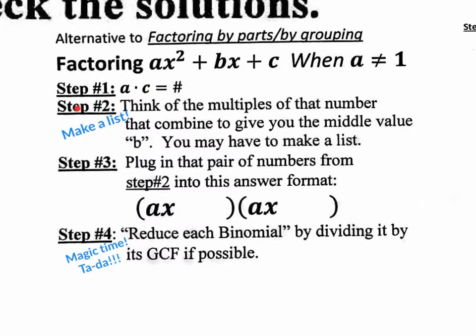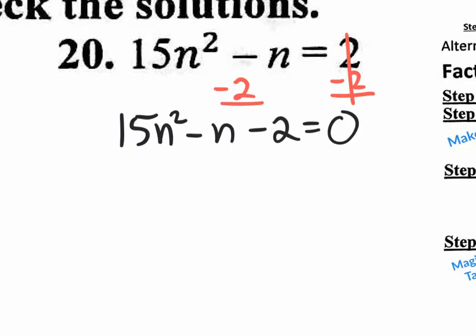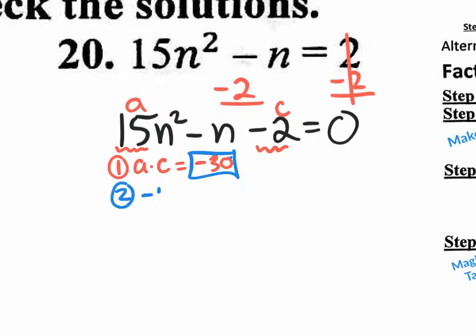Step 1, A times C. Step 2, make a list. And then we have the other steps right there. So let's do step 1, A times C. What is 15, the A value, times C, which is -2? What's 15 times -2? -30. Thank you. Now, step 2 is to make a list of -30. -1 times 30, -2 times 15, -3 times 10, -4 doesn't work, -5 times 6, and that's about it. Those are all the possible ways of multiplying two numbers to get -30 besides changing the signs.